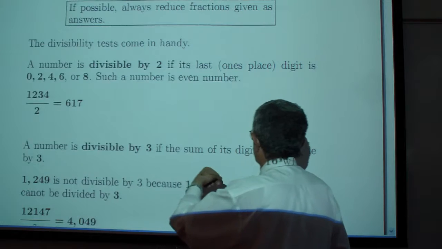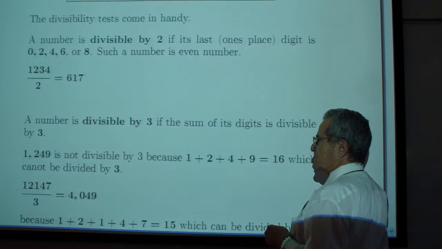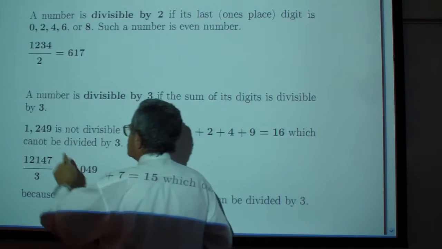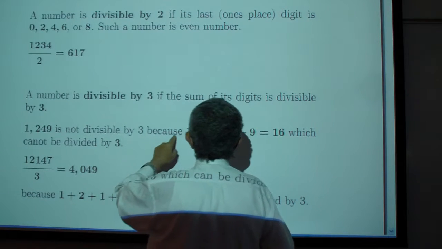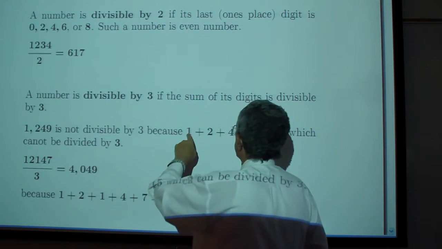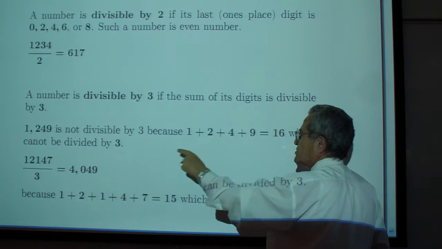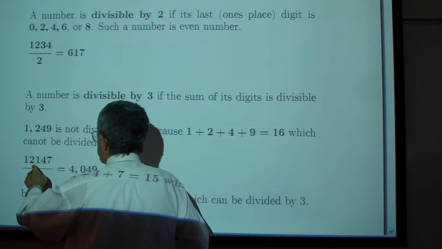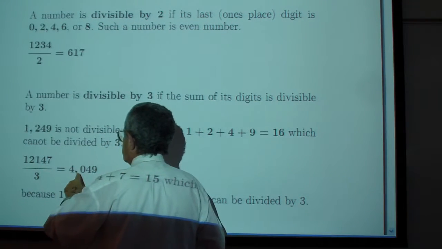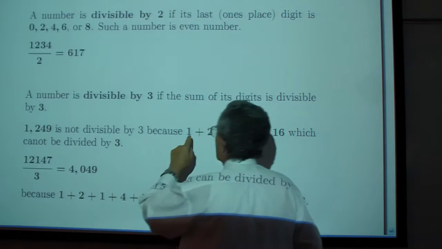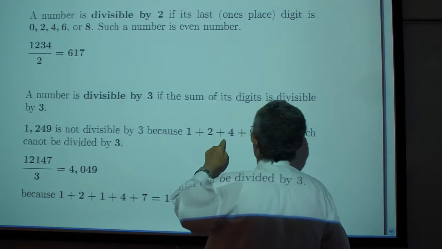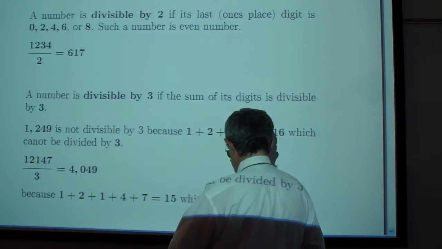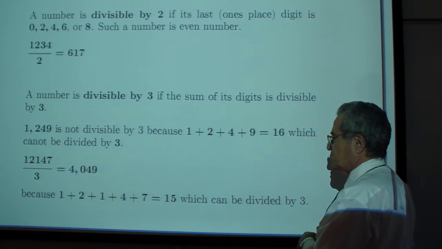A number is divisible by 3 if the sum of its digits is divisible by 3. Not the last digit, the sum of the digits. 1,249 is not divisible by 3 because 1 plus 2 plus 4 plus 9 is equal to 16, which cannot be divided by 3. On the other hand, 12,147 can be divided by 3 because 1 plus 2 plus 1 plus 4 plus 7 is 15, which can be divided by 3.